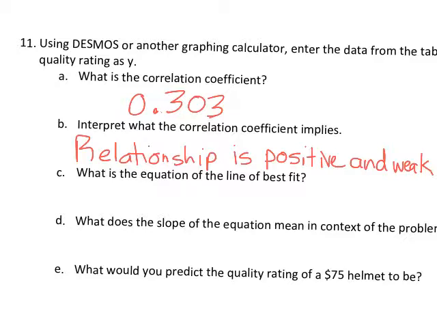Okay, the equation of the line of best fit. So remember, the equation is y equals mx plus b. So we have y equals, what's the m from Desmos? 0.31, so 0.31x plus b. And the b is 39.58. Okay, so it says, what does the slope of the equation mean in context of the problem? So the slope is 0.31.